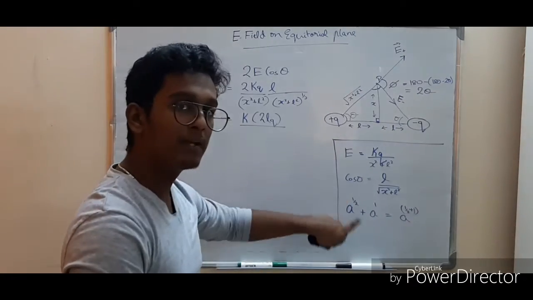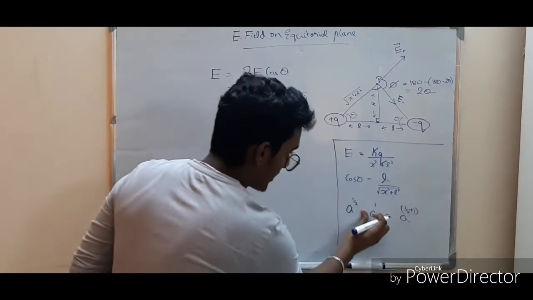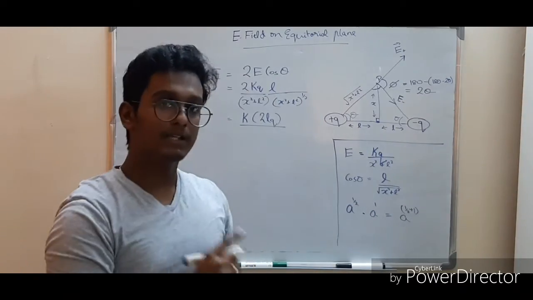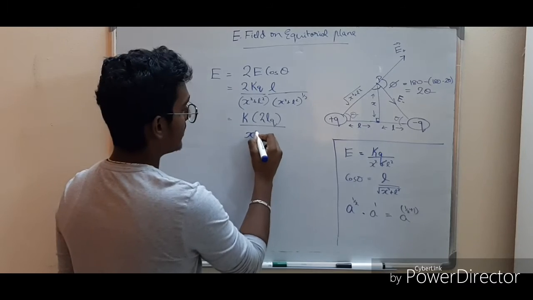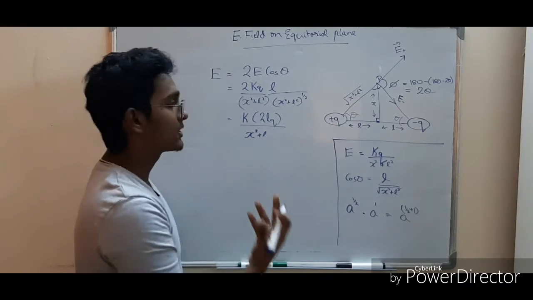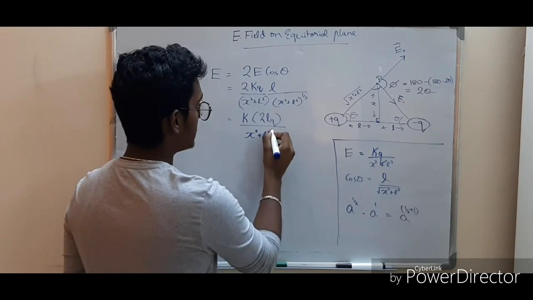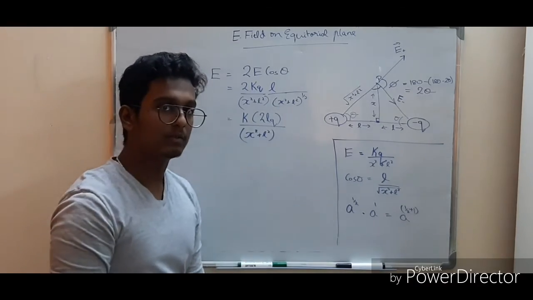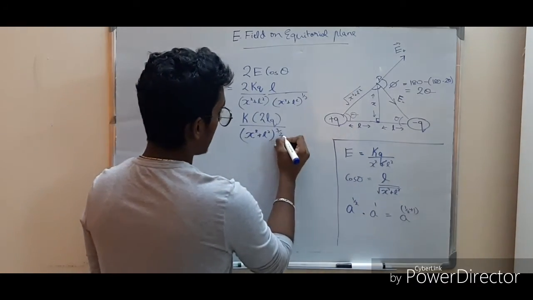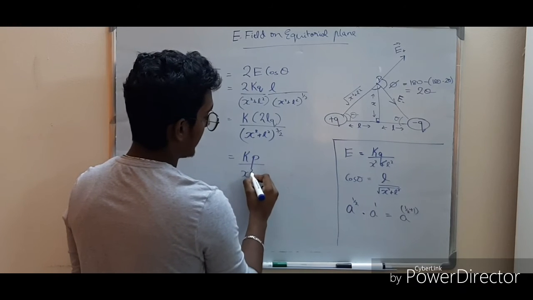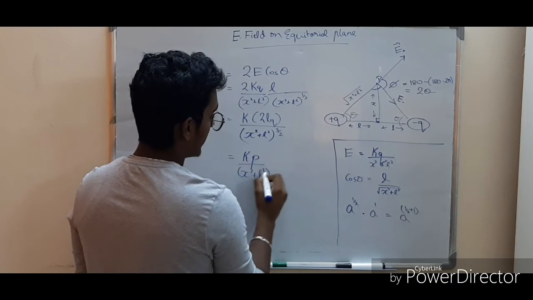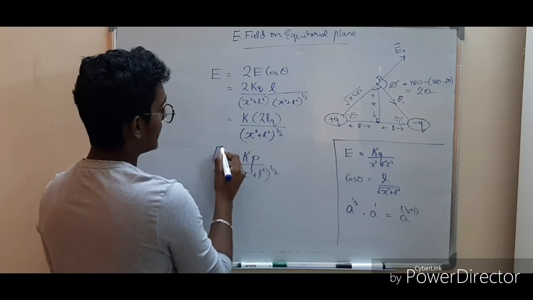A raised to m into a raised to n is a raised to m plus n. So that's what we have done here. And the same thing is going to be applied over here, where a is just x squared plus l squared, the whole as it is, raised to 1 plus 1 by 2, that is 3 by 2. So we are left with kp divided by x squared plus l squared raised to 3 by 2.